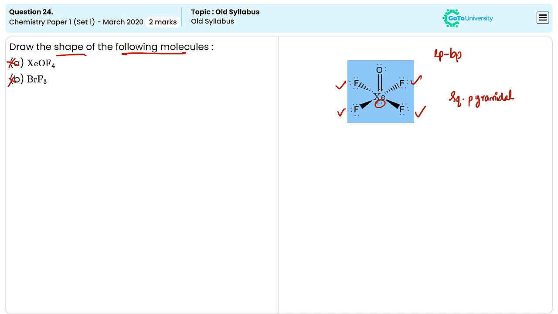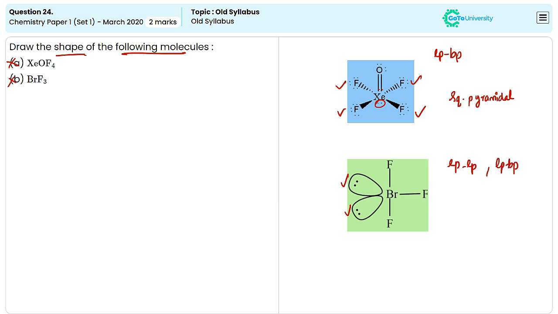The second molecule given here is BrF3. Here the central atom is bromine with 7 electrons in its valence shell. Among the 7 electrons, 3 electrons are utilized by 3 fluorine atoms to make covalent bonds, and the remaining 4 electrons are producing 2 lone pairs. The expected geometry is trigonal bipyramidal, but here due to the presence of these 2 lone pairs, they will produce lone pair lone pair and lone pair bond pair repulsion. So the shape of this molecule will be T shape as per the given structure.